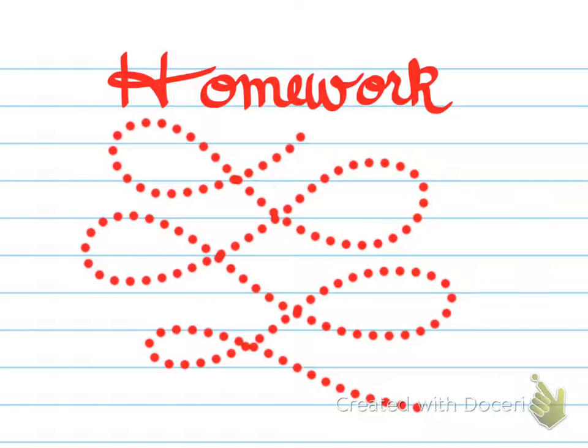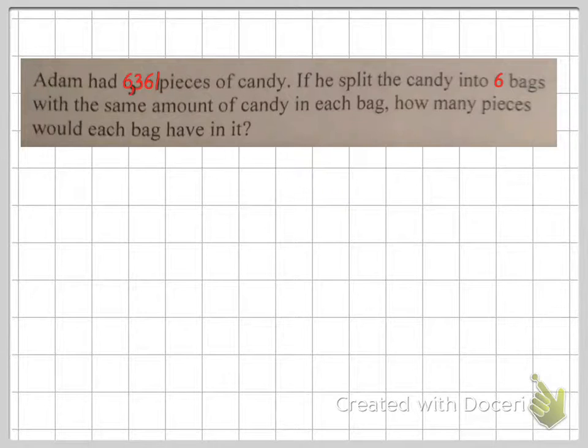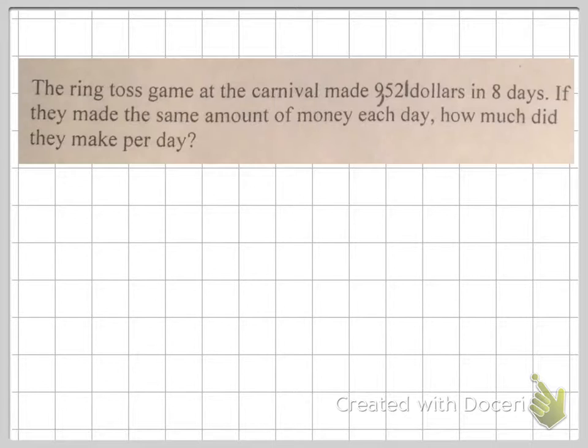Okay, and here's the part of the homework that you need to actually bring into class tomorrow. Oh, that's okay. It's not very many problems at all. Here's your first homework problem. Adam has 6,361 pieces of candy. If he split the candy into 6 bags with the same amount of candy in each bag, how many pieces would each bag have in it?